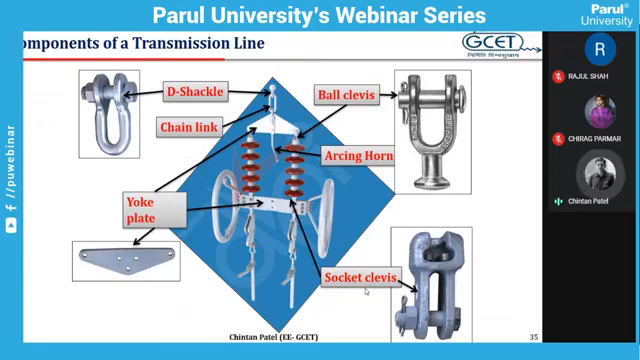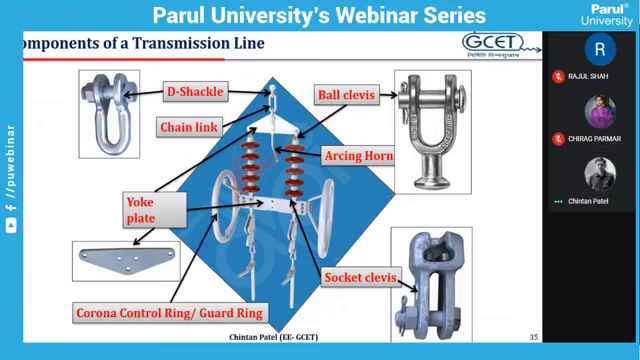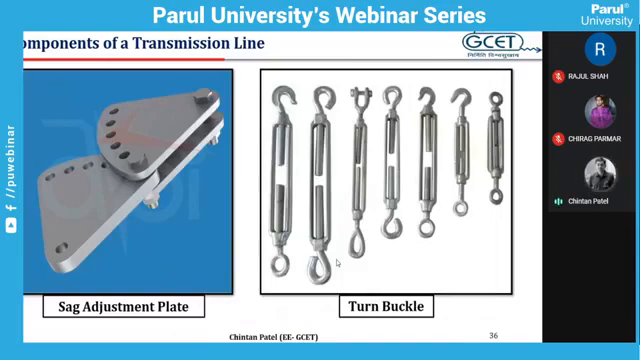Here various components are shown which are used to mount the insulator string to the transmission tower. They are ball clevis, D-shackle, chain link, yoke plate, arcing horn, socket clevis, and corona ring or guard ring. If the voltage level is up to 220 kV, it is known as the guard ring, and beyond 400 kV, it is known as the corona control ring. Along with these accessories, a few other important components used in overhead transmission lines are the sag adjustment plate and turnbuckle.